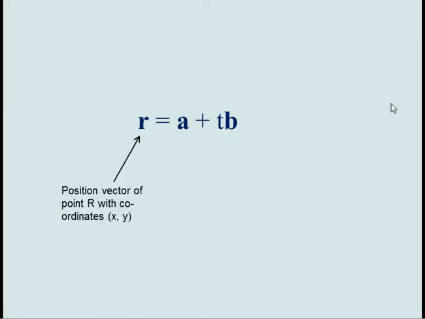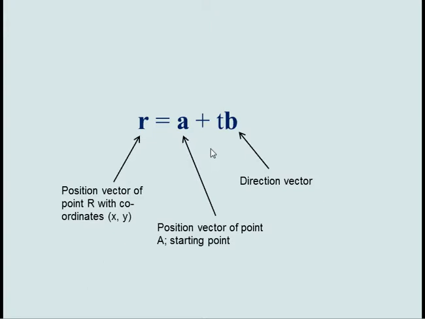Okay, r represents the position vector of a point r on the line with coordinates x, y. So that's any point on the line. A is a particular point on the line. Sometimes we call it the starting point, but it's just a position vector of a particular point on the line. B is a direction vector. More on this later. But basically, it's a vector parallel with the line. And t is called the parameter.